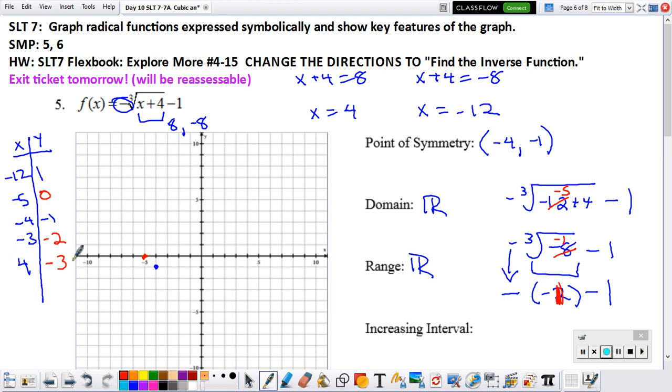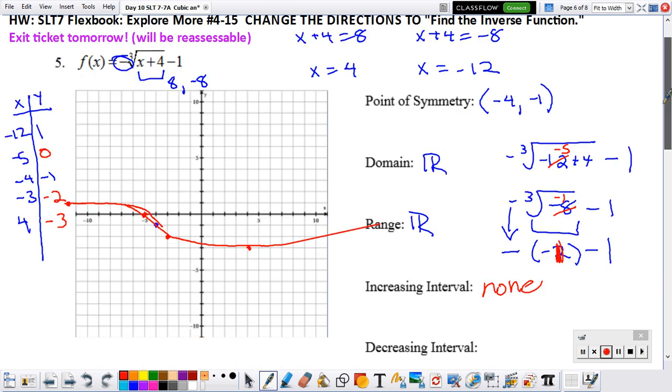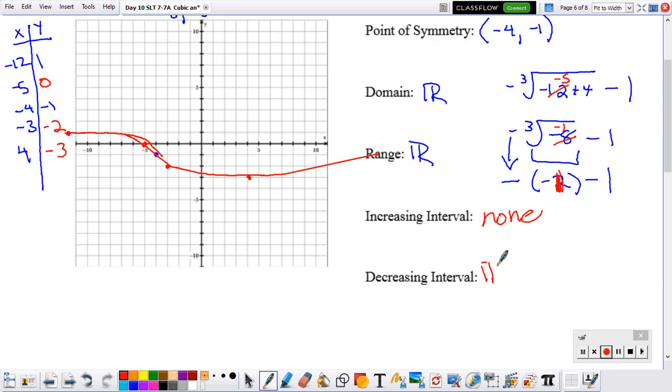11, 12, we'll go here. And then 4. Okay. And there, oops, I missed. And there's my graph. The increasing interval there is none, and the decreasing interval is all real numbers. So now go ahead and complete SLT 7A with your group.